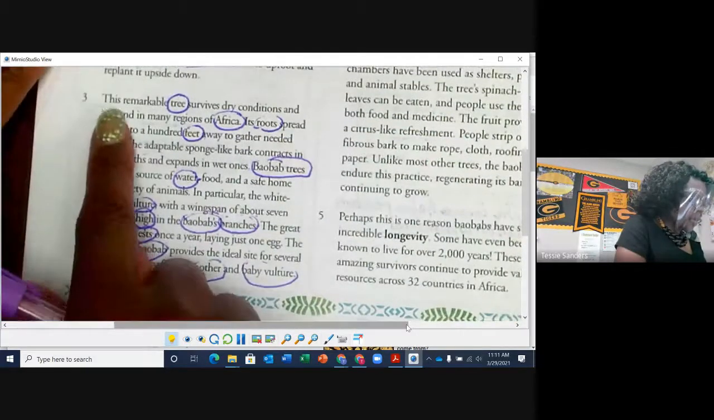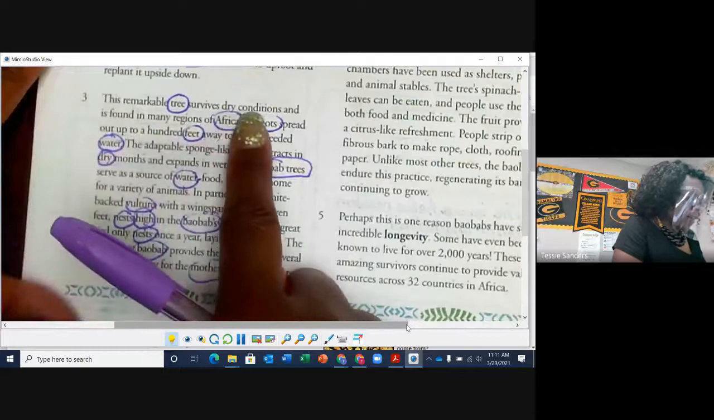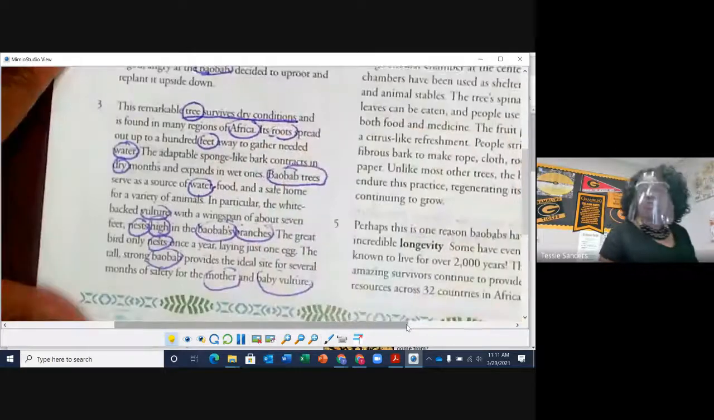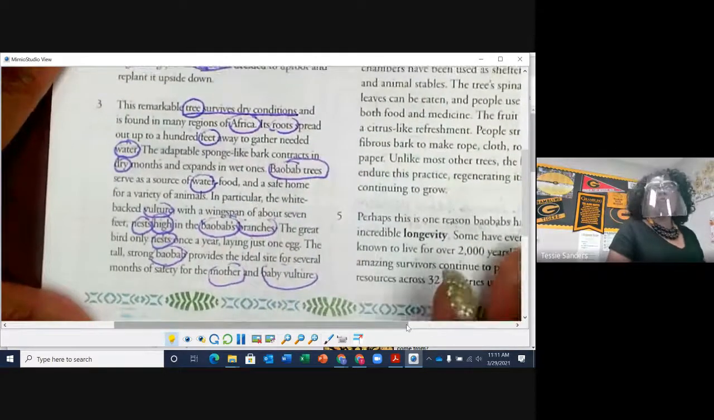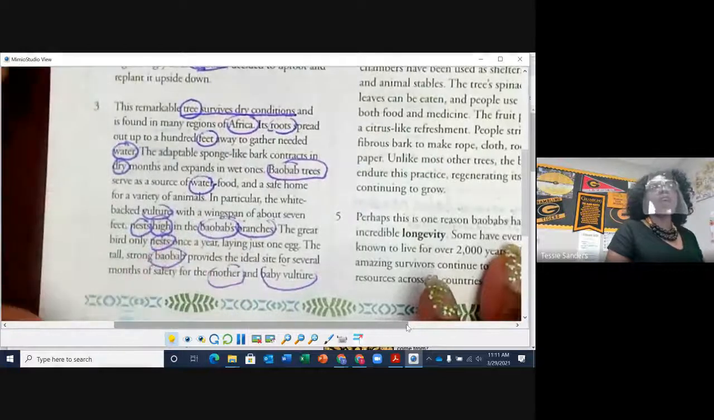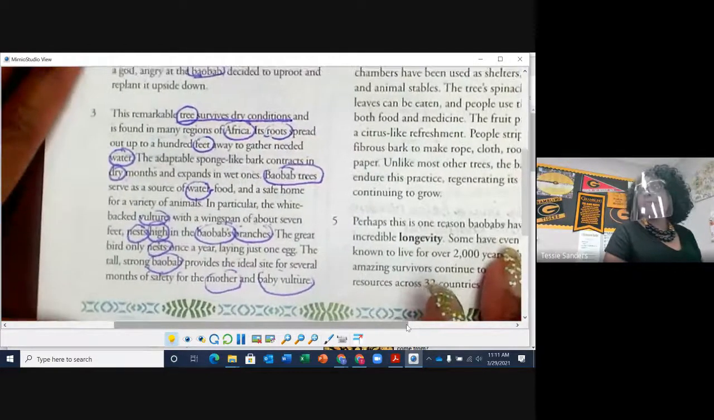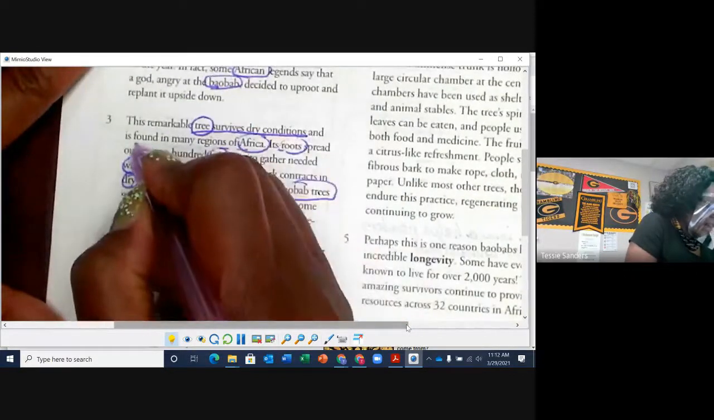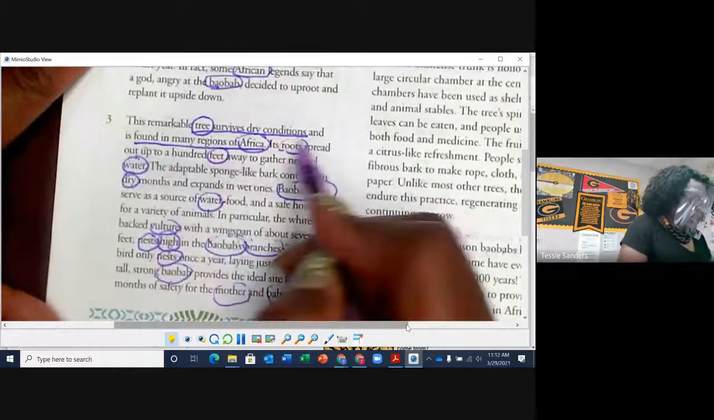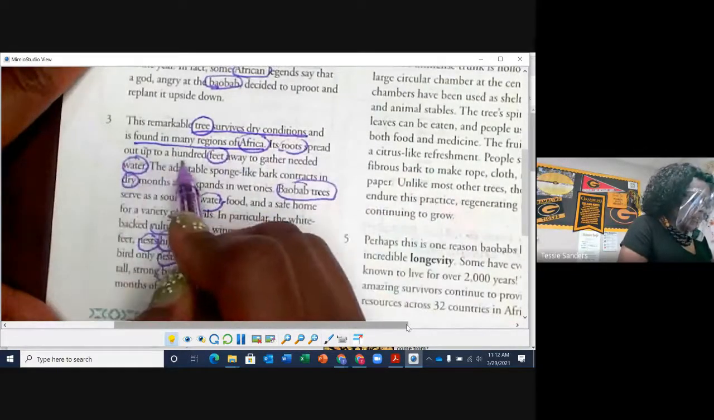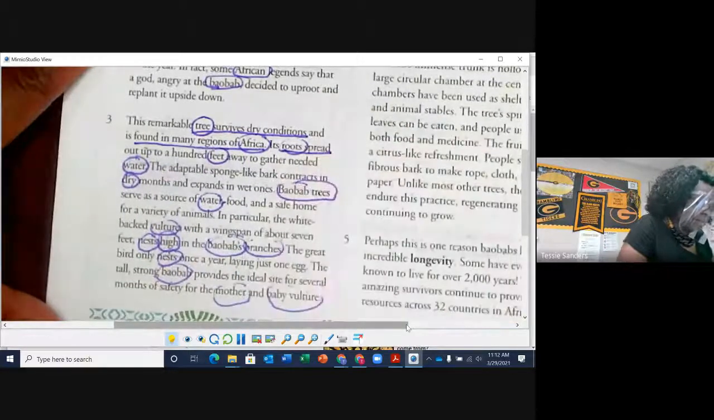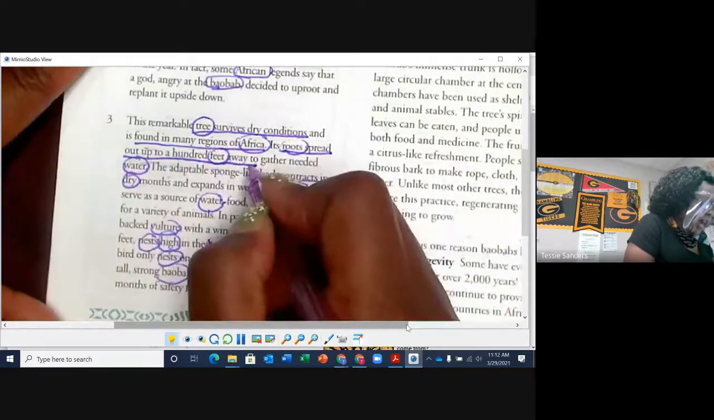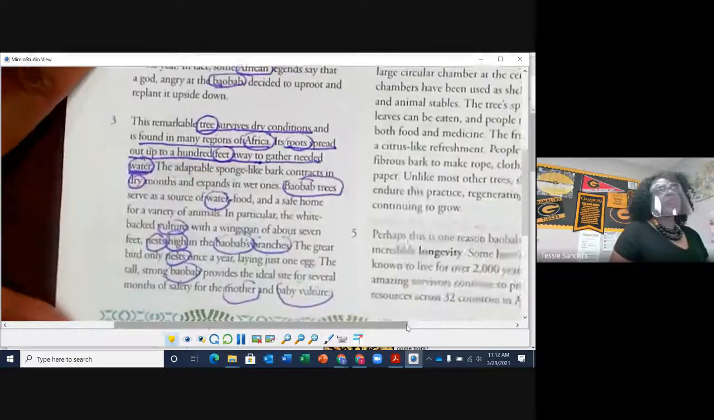Let's read. This remarkable tree survives dry conditions. Oh, tree survives dry conditions. Could this tree live in the desert? Yes, so that means that the condition of the savanna desert is dry and is found in many regions of Africa. Its roots spread out up to 100 feet away to gather needed water. So what I do, you do.